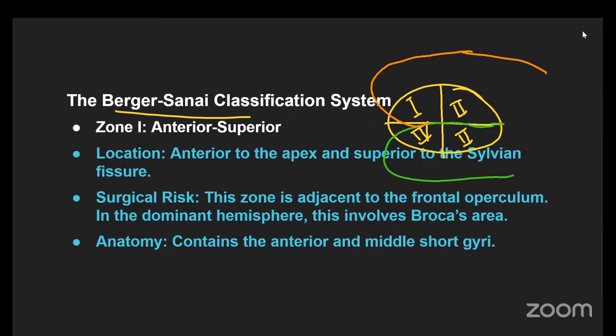Its location is superior to the Sylvian fissure, anterior to the apex, and the surgical risk is that it is adjacent to the frontal operculum. The reason I drew this rough illustration: in the dominant hemisphere, this might mean that Broca's area is either involved or there will be a very strong connection between insula and Broca's area. So zone 1 might result in temporary loss of speech, temporary aphasia.